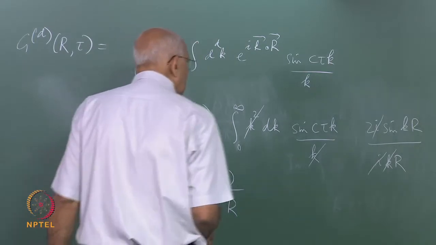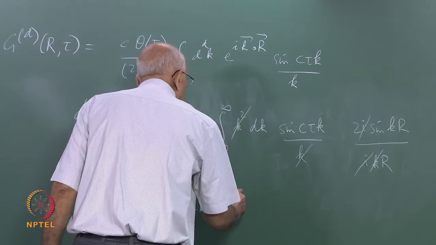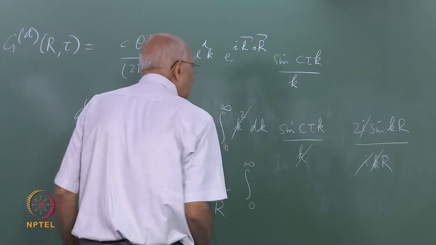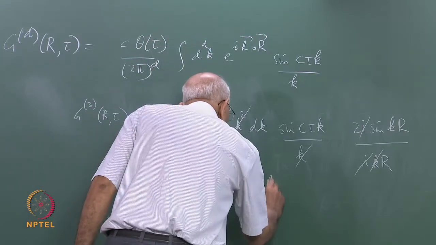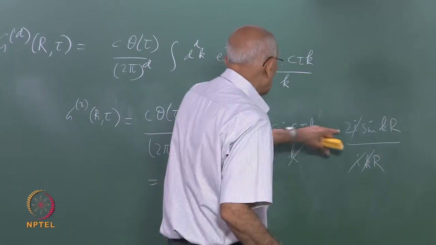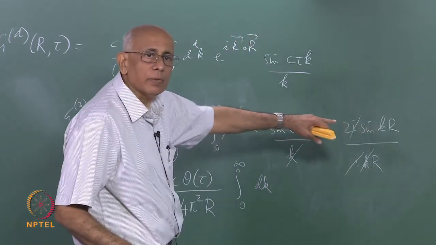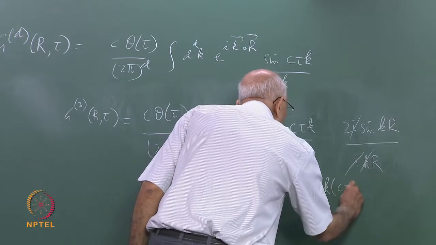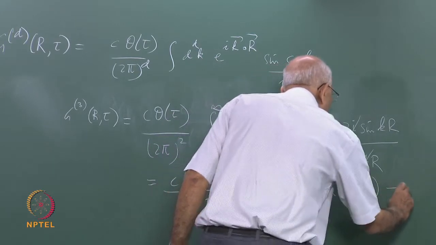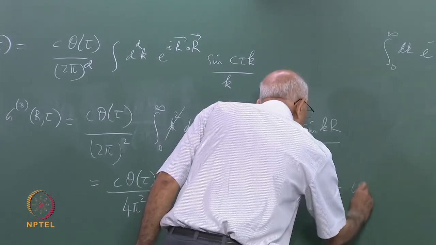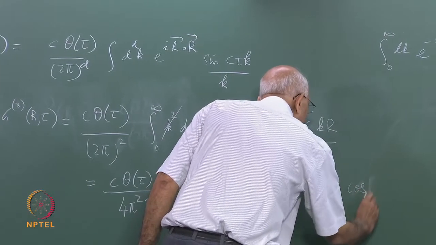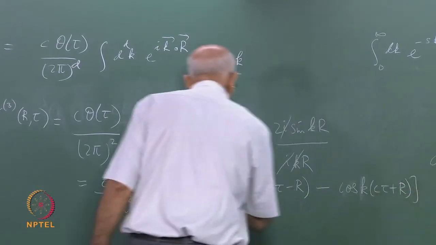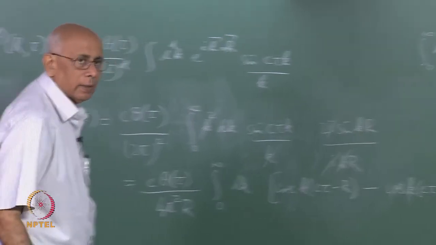Yes, okay. An integral from 0 to infinity. Oh, by the way, so let us write dk, and then a 2 sin a sin b kind of thing, that is equal to cos k times c tau minus r, minus cosine of k times c tau plus r. That is the integral. Okay.